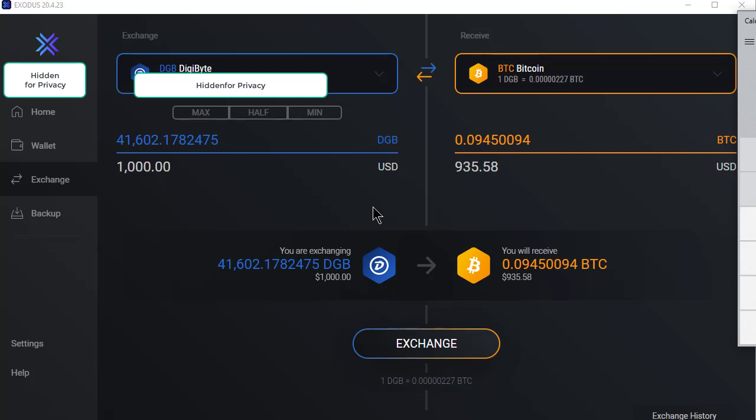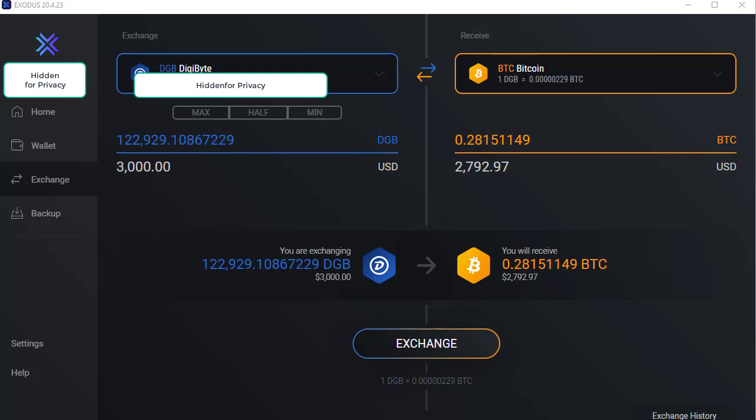Oftentimes when you send your cryptos to the exchange, they require so many verifications before they actually will even let you have access to your money. So if you send it now, you might have to come back in 20, 30 minutes before you can actually do your trade. And then by then, of course, the price might have changed even more. So there are many factors involved in this.